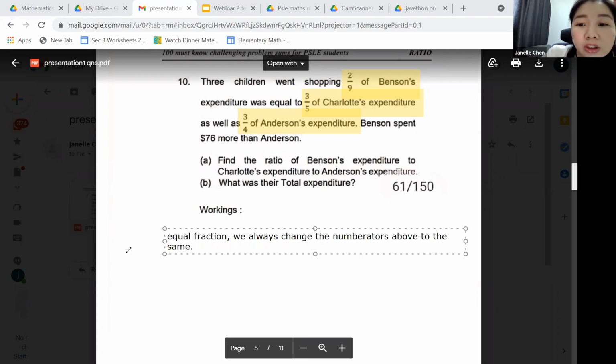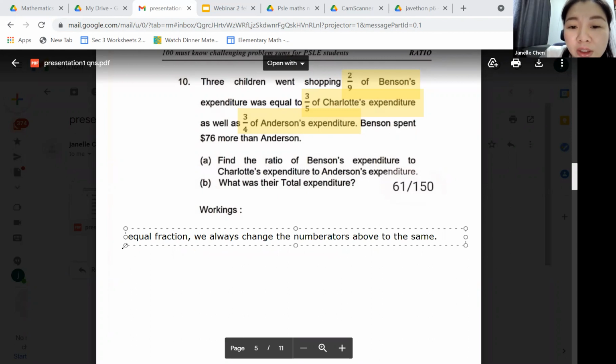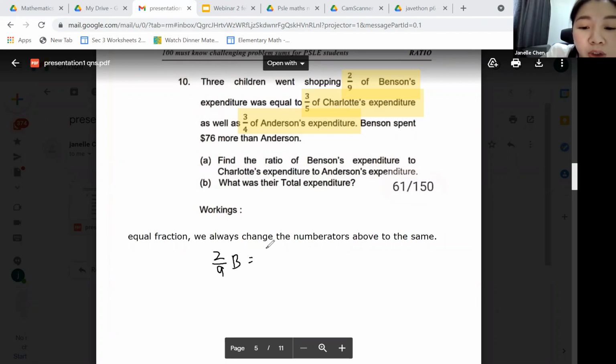The question told us that all these three fractions for B, C, and A are equal. So 2/9 of B is also equal to 3/5 of C and also equal to 3/4 of A. In a question like this, we are changing the top to the same. Here I will multiply 3 top and bottom, multiply 2 top and bottom, multiply 2 top and bottom as well. The reason why we multiply 2 and 3 is because we want to change our top to the same. Changing the top to the same means here we'll get 6, here we'll get 6, and here we'll get 6 for each of them.